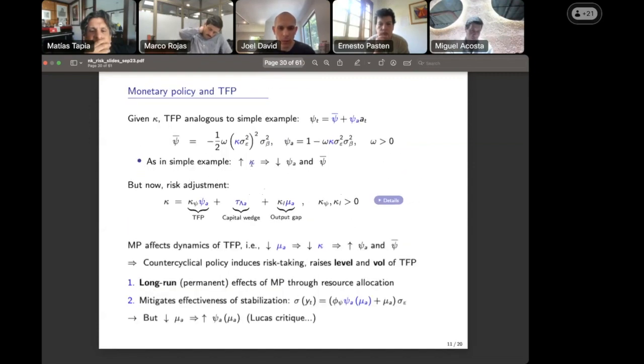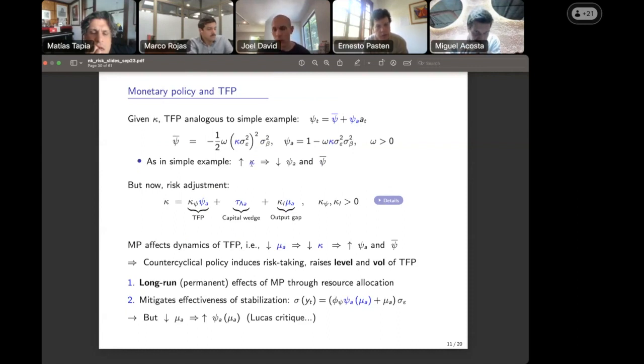Okay, so moving right along. From here, we talked about this. How does monetary policy affect the dynamics of TFP? I think it's kind of clear. More counter-cyclical policy, lower mu A, reduces the amount of risk. It reduces the risk adjustment kappa. That's going to increase the level of TFP. It's also going to increase the volatility of TFP. So counter-cyclical policy induces risk-taking at the micro level, and it has these different effects on TFP.